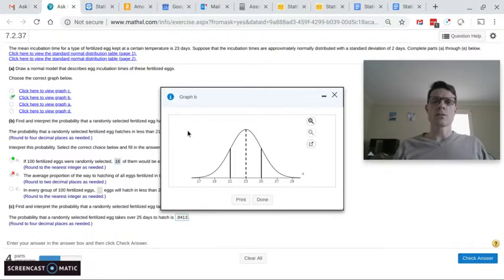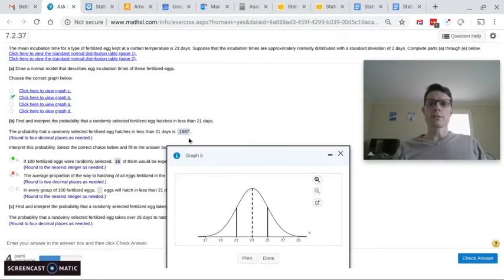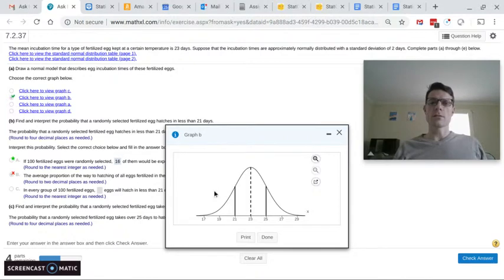The student asked this question, got this right. The mean is on 23, which we're told is the average or the mean, and the standard deviation, you can see one standard deviation over is 2, so it's 2 in either way. Okay, so this is a nice picture of our situation. Now we need to find the probability that the egg hatches in less than 21 days. That would be the area under the curve to the left of this 21, and the student has gotten that right. That's about 16%. Okay, 16% is from the left of 21 over here.